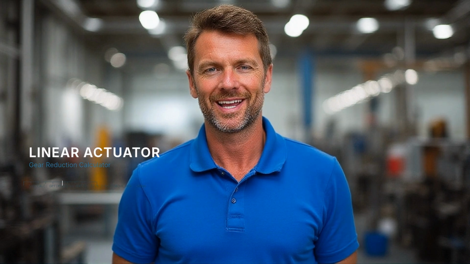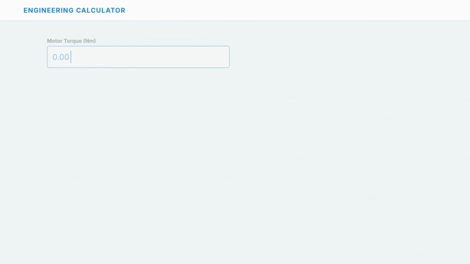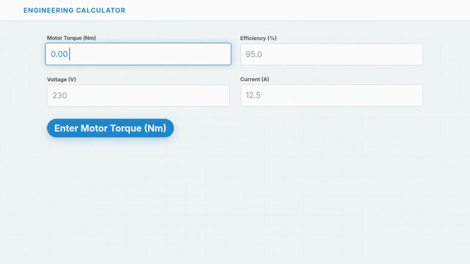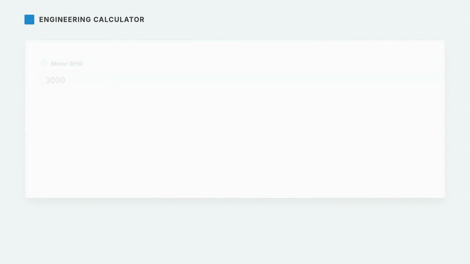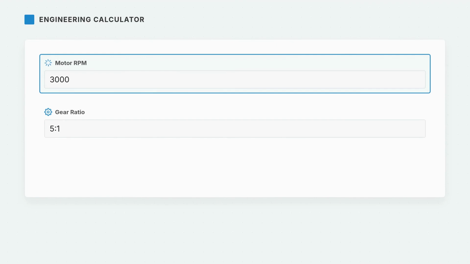The linear actuator gear reduction calculator helps you determine the performance characteristics of your linear actuator system based on your motor and mechanical specifications. Let's walk through each input field. First, enter your motor torque in Newton meters. This is the rotational force your motor produces. Next, input your motor RPM, the rotational speed of your motor.